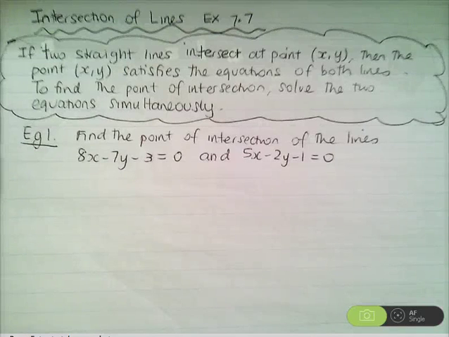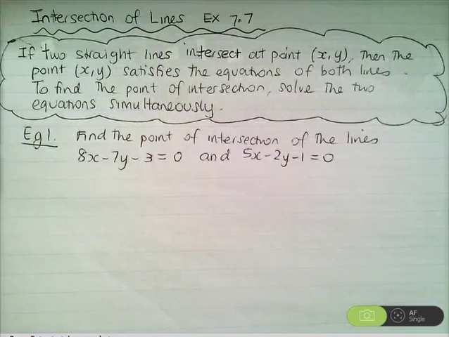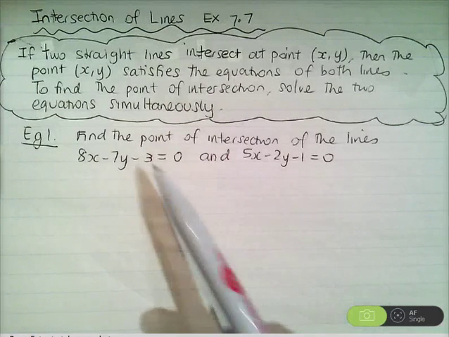Okay, this is the theory for exercise 7.7, intersection of lines. Now, in this exercise, we'll look at three things: intersection of lines, how to find the intersection of two lines, how to show that three lines are concurrent, and also how to find the equation of a line passing through the intersection of 2 points and another point. So first we'll just start off looking at how to find the point of intersection of two lines.